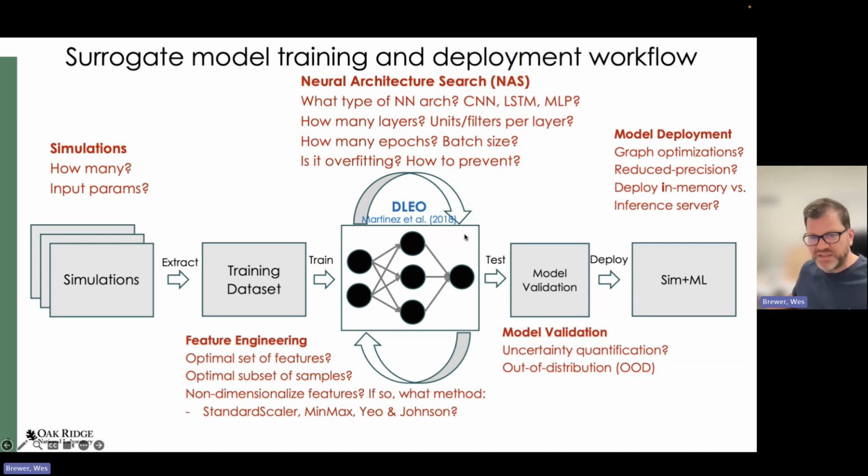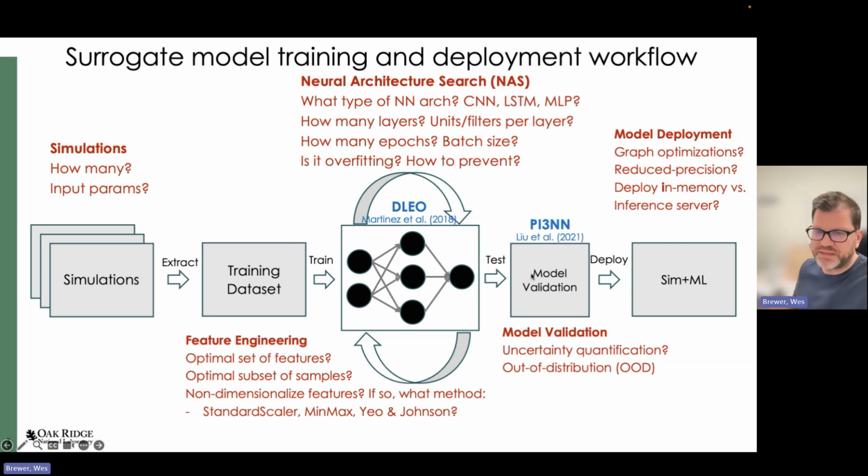So for each of these, there's been a lot of work. For example, in neural architecture search, a number of frameworks have been developed. We've actually developed our own framework that was published in 2018 called DeLeON, Deep Learning Evolutionary Optimization. It was later published in a journal in 2020, JPDC.